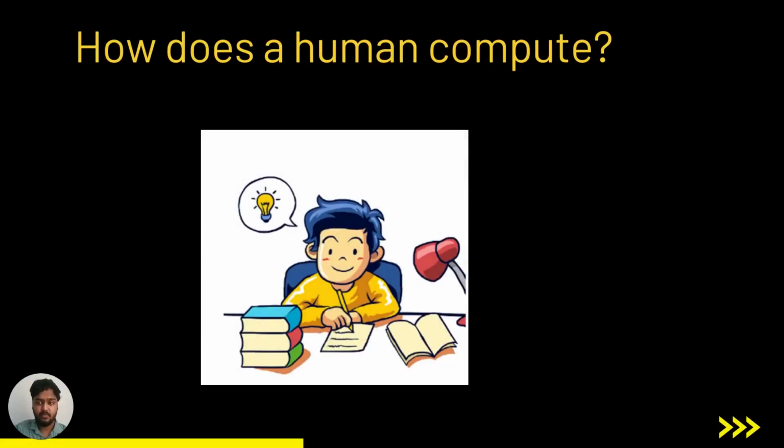How does a human compute? Basically, we write the input on a paper and then do the computation, that is, think and write the intermediate results on the paper. And finally, we write the output on the paper.